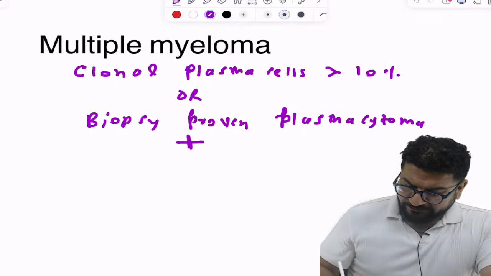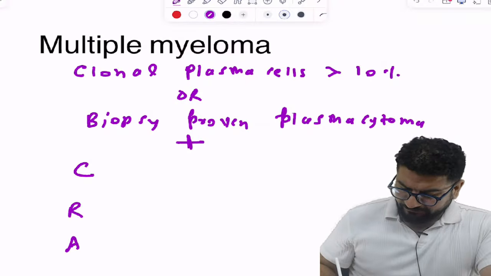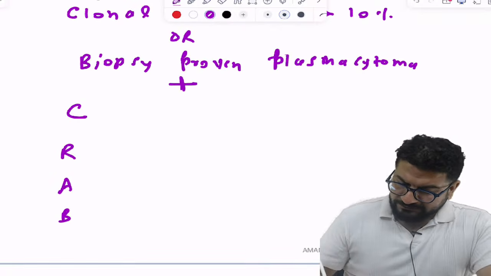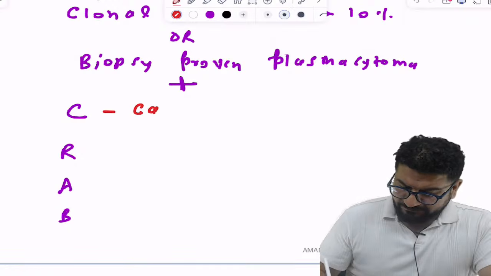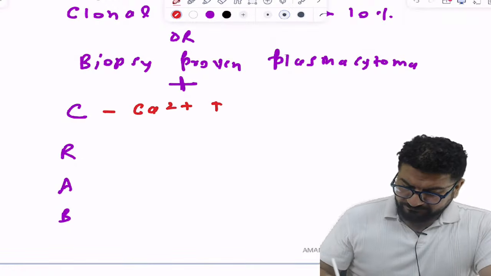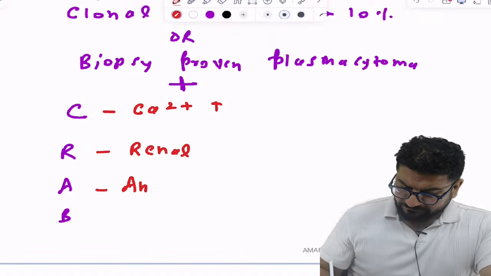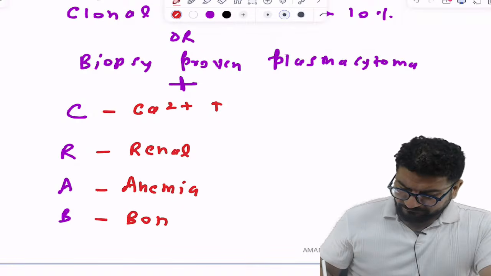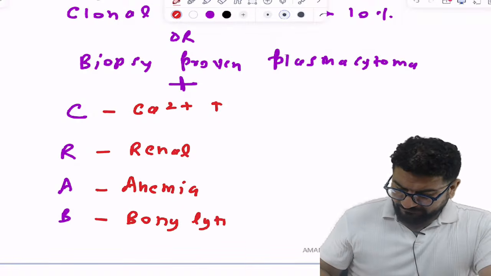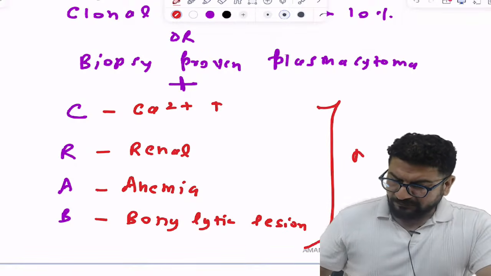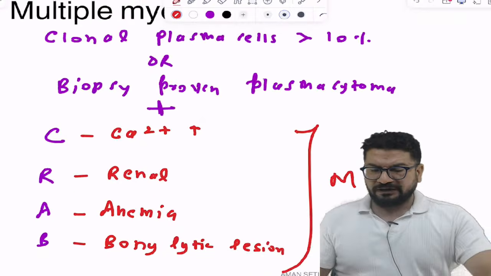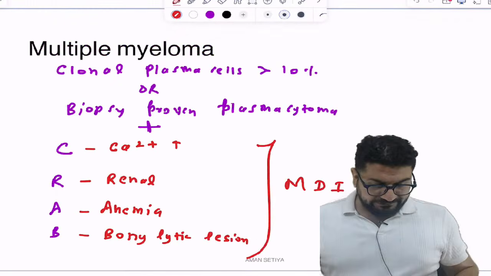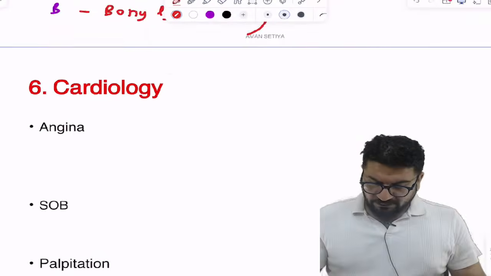plus what we need is CRAB feature. Now what is this CRAB feature? C for calcium increase, R for renal involvement, A for anemia, B for bony lytic lesion. So this CRAB feature are also called as MDI. MDI का मतलब होता है myeloma defining illness. So these are myeloma defining illness, CRAB feature.